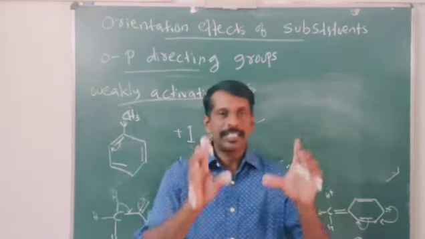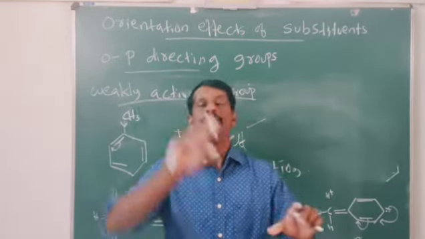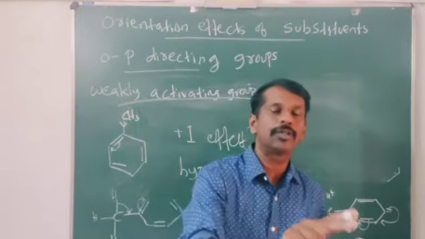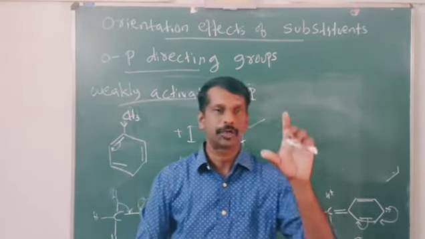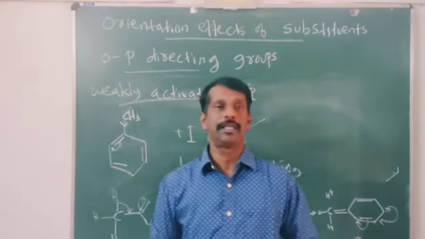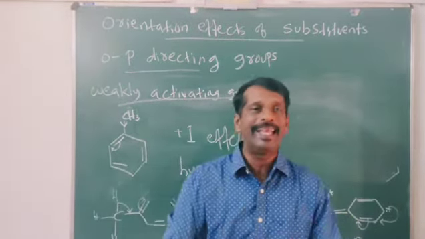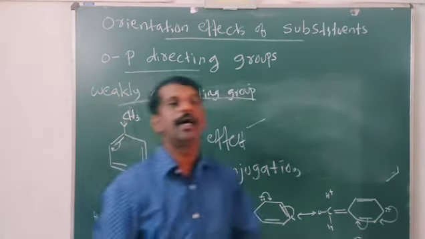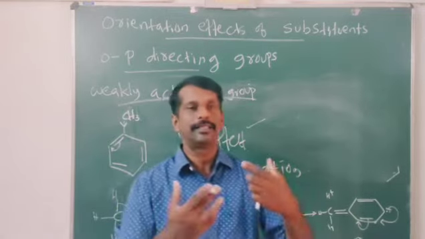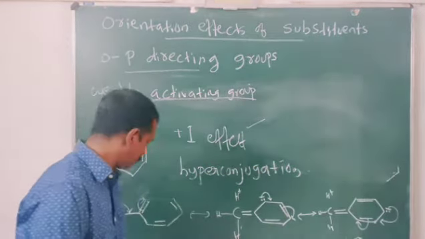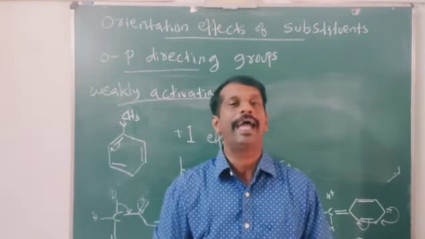Such groups which can direct the electrophile to the ortho and para positions are called activating groups. There are two types of activating groups: strongly activating and weakly activating. Strongly activating groups have an unshared pair of electrons, and weakly activating groups are mainly alkyl groups. Why do alkyl groups act as activating groups? Because of the plus I effect and the second one is the hyperconjugation effect. Because of these two effects, the alkyl group can create a negative charge on the ortho and para positions of the ring. Therefore, they also act as activating groups.